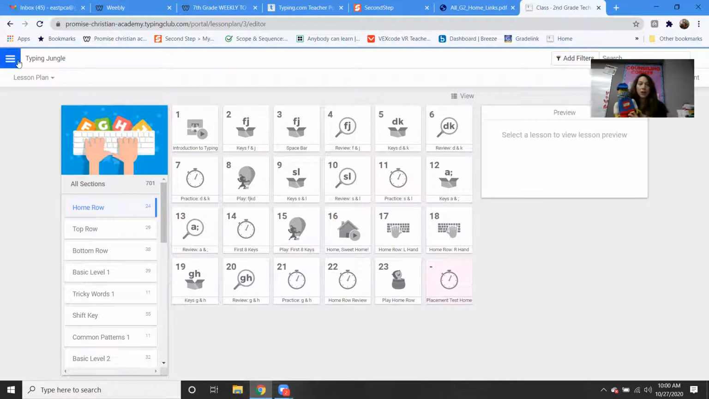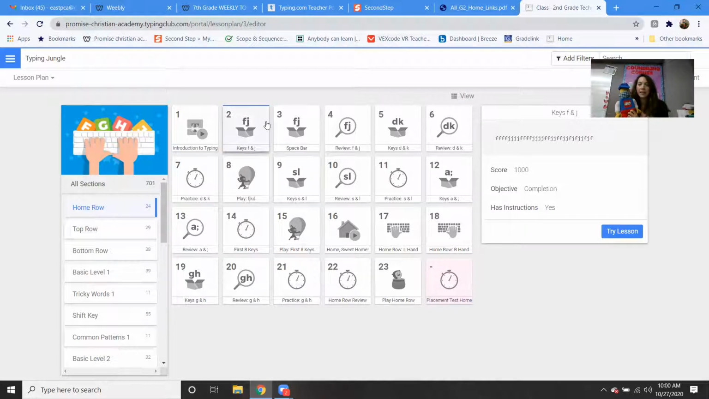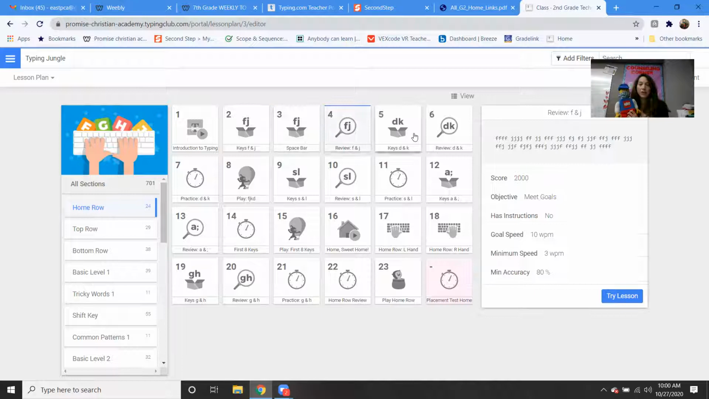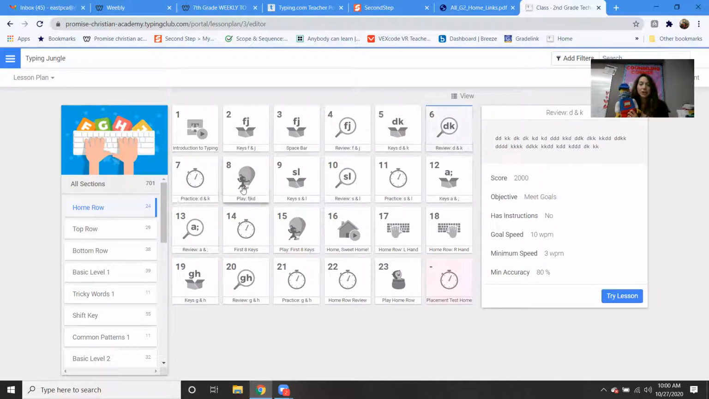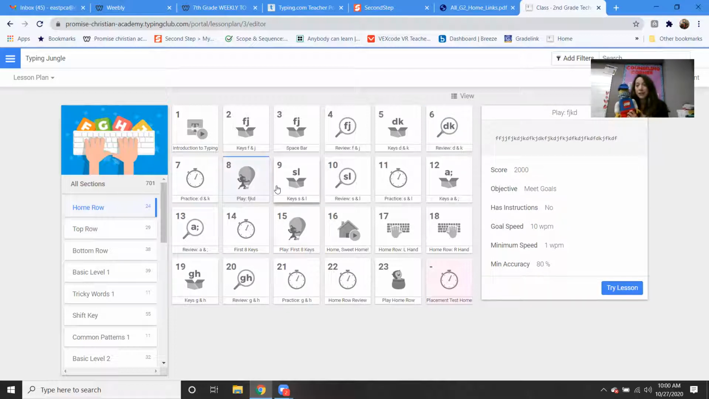We are doing something called Typing Jungle. Everybody has their own account, right? Their own login with a username and a password. And we do a few lessons every week, and they're very short lessons. For example, in the beginning, typing the letters F and J, pretty simple. Then we had D and K, and it goes through pretty much all of the letters on the keyboard, but you're just doing a few of them at a time.